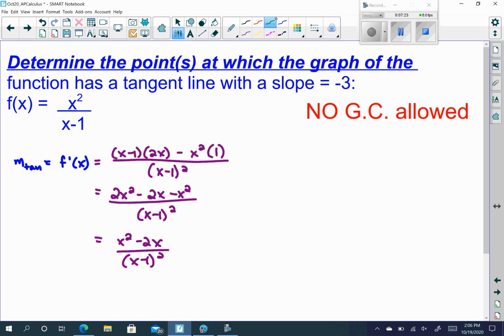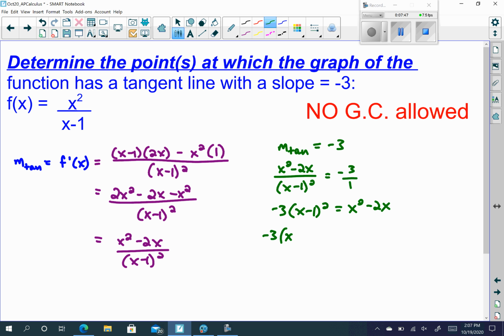Now we want to know when this is going to equal negative 3. So when the slope of the tangent line, rather negative 3, is going to equal this, we're going to say x squared minus 2x all over x minus 1 squared. When will that equal negative 3, or negative 3 over 1? So we can cross multiply here. So by doing that, I'm going to get a negative 3 times the quantity x minus 1 squared equals x squared minus 2x. I can expand this right here. So I'm going to get an x squared minus 2x plus 1. Distribute the negative 3. We're going to get a negative 3x squared plus 6x minus 3.